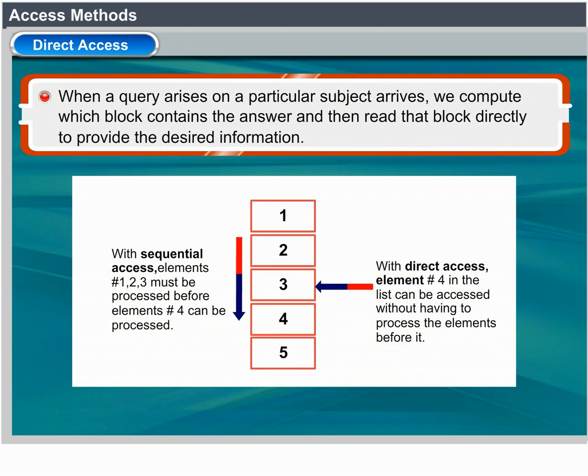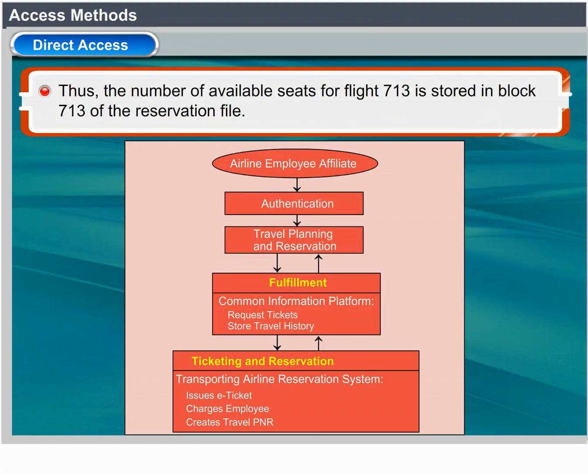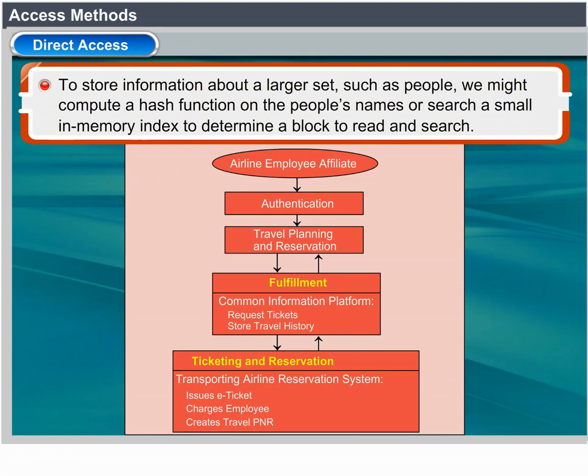When a query concerning a particular subject arrives, we compute which block contains the answer and then read that block directly to provide the desired information. As a simple example, on an airline reservation system, we might store all the information about a particular flight, for example, flight 713, in the block identified by the flight number. Thus, the number of available seats for flight 713 is stored in block 713 of the reservation file. To store information about a larger set, such as people, we might compute a hash function on the people's names or search a small in-memory index to determine a block to read and search.